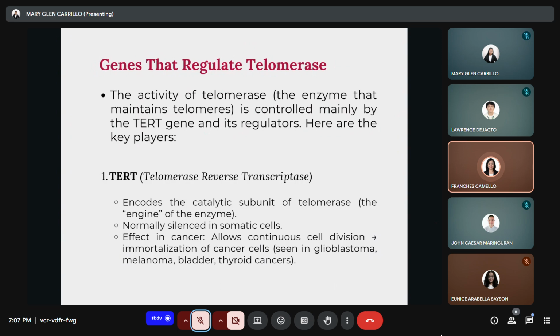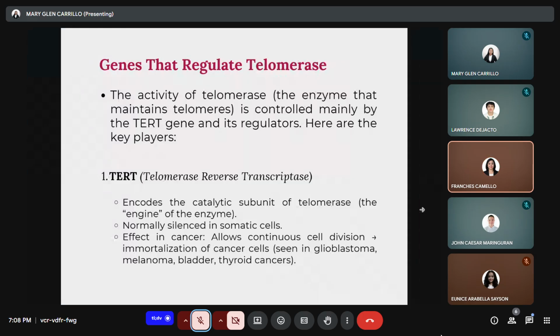It is the telomerase reverse transcriptase. This is referred to as the engine of the enzyme telomerase, which encodes the catalytic subunit of telomerase, and it is normally silenced in somatic cells. So, what is its effect in cancer? It allows continuous cell division, which results in immortalization of cancer cells, which is usually seen in cancers such as glioblastoma, melanoma, bladder, and thyroid cancer.